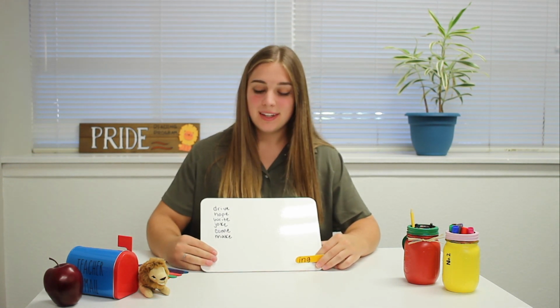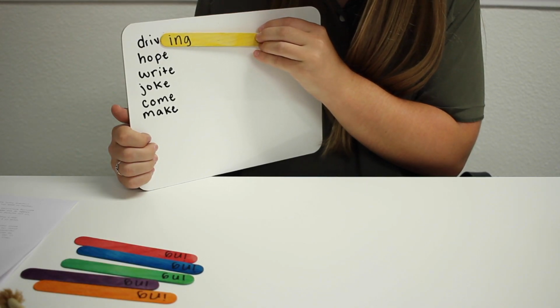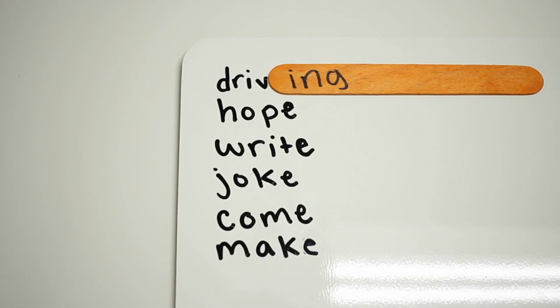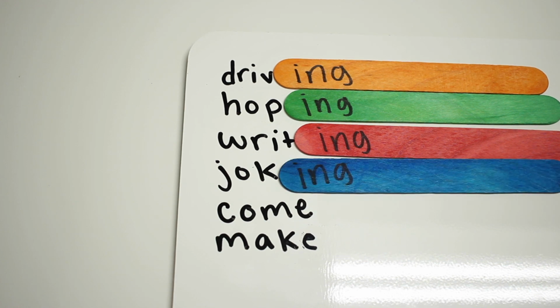First, you're going to have your student read the root word or words on the whiteboard that you provided. Next, they're going to take their popsicle stick with the suffix ing and place it over the E, creating a new word. Then have them read the word out loud. Keep going until all the words on the list have been covered.